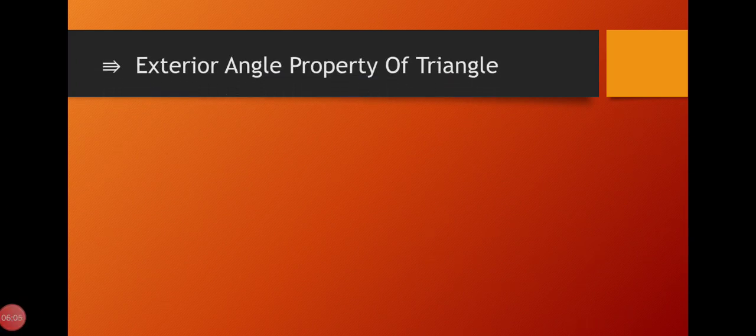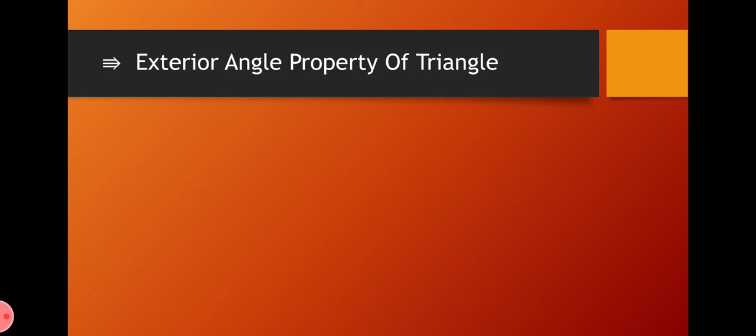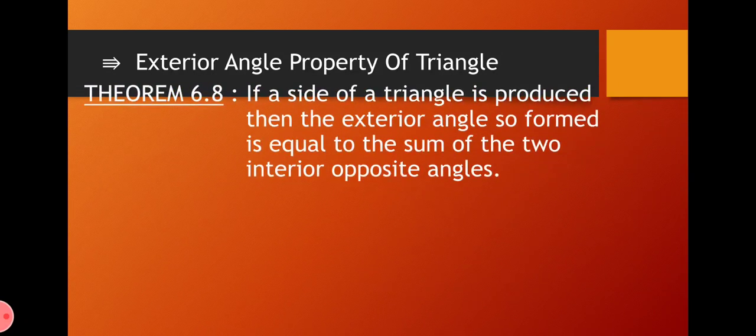Now the second property of a triangle is the exterior angle property of a triangle. This is also given in the form of a theorem, and we only have to remember the statement. Theorem 6.8: if a side of a triangle is produced, then the exterior angle so formed is equal to the sum of the two interior opposite angles. According to the statement, let us see the figure.